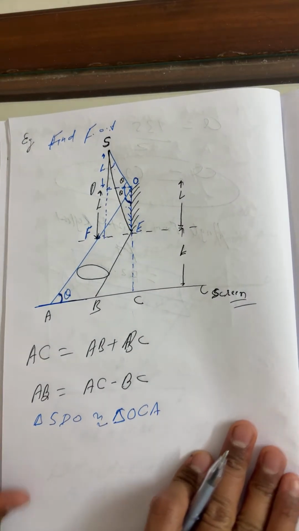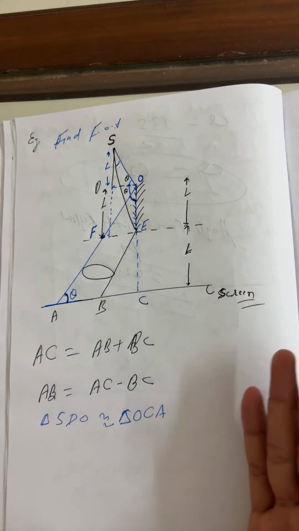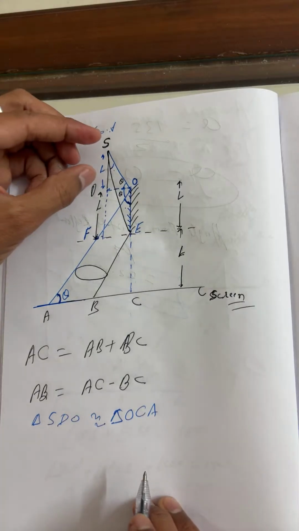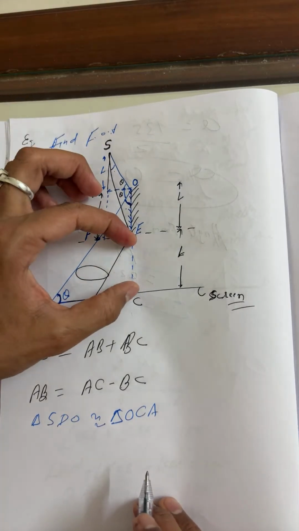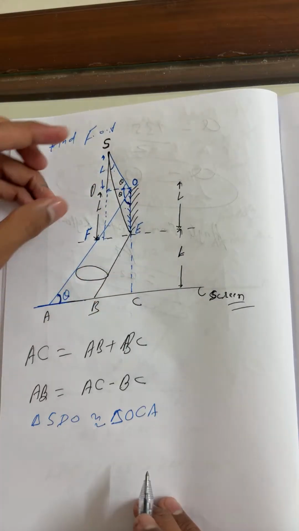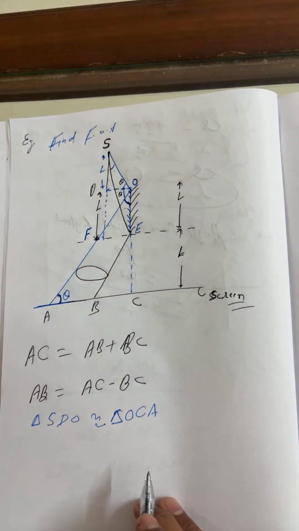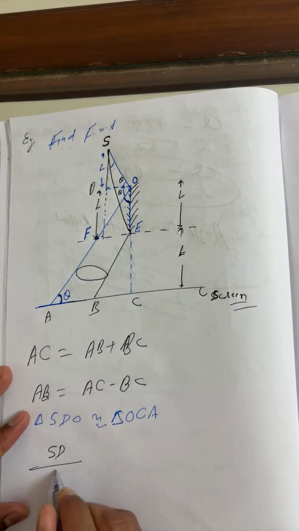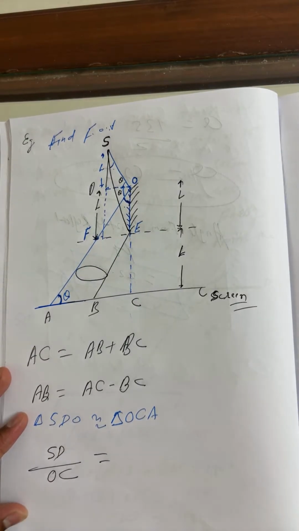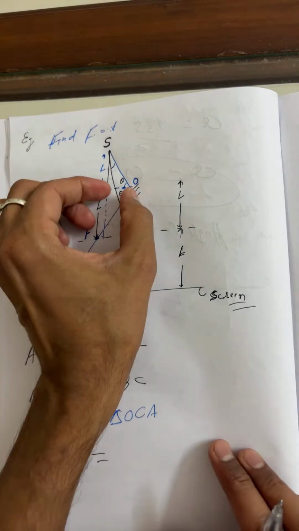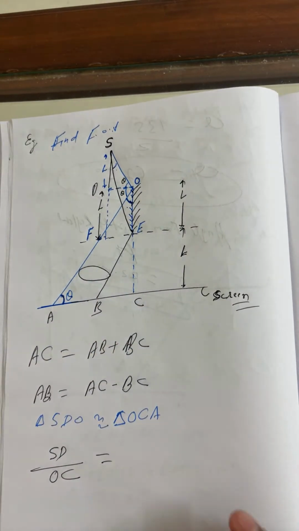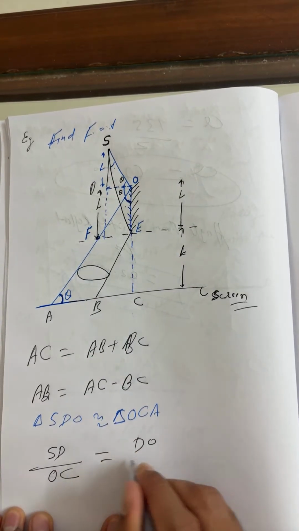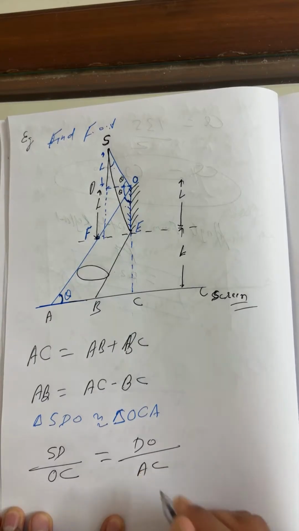You can say they are similar. If this is similar here, I hope all of you remember the property of similar triangles. SD upon OC, perpendicular by perpendicular. This is SD upon OC, which is equal to base upon base, simple. So this is DO upon AC.